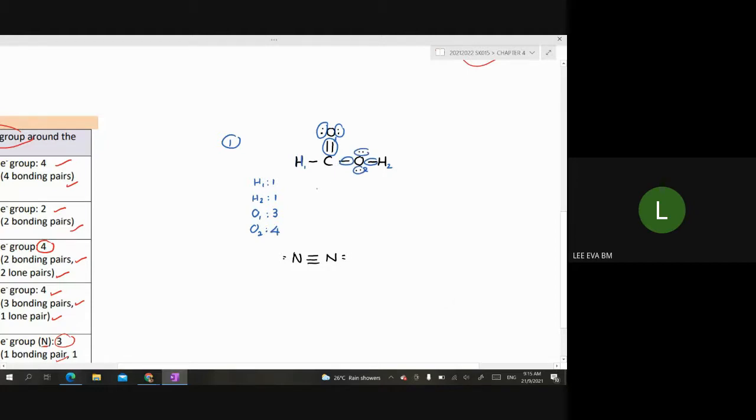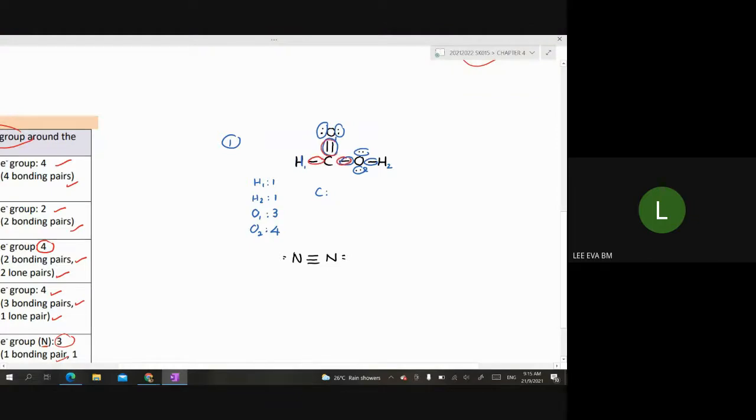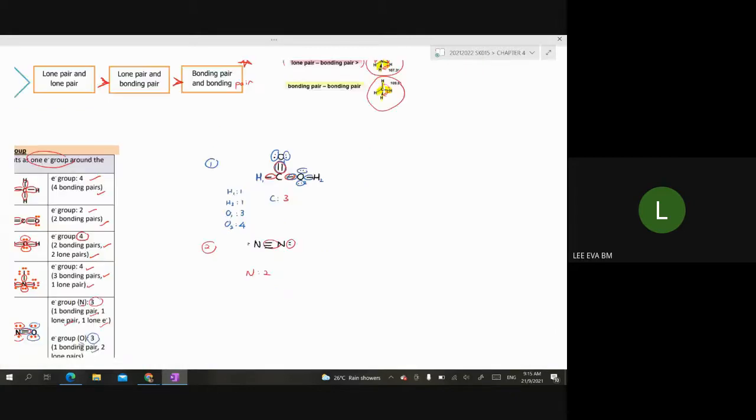How about carbon? 3. We have 1, 2, and 3. 3 electron groups. Are you clear about this one? Boleh ya? Okay. Untuk kedua, nitrogen ada berapa electron group? Kedua-dua nitrogen adalah sama lah. 2. 1, 2. Kedua-dua nitrogen sama. Ada 2 electron group saja. Okay. Any questions about electron groups over here?